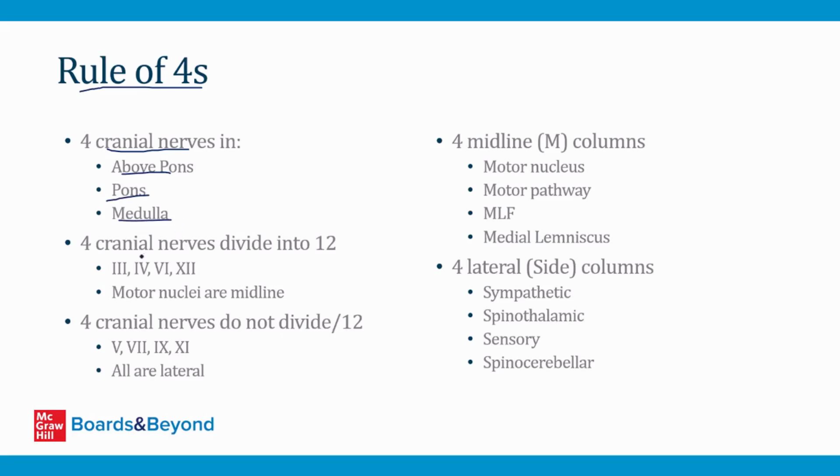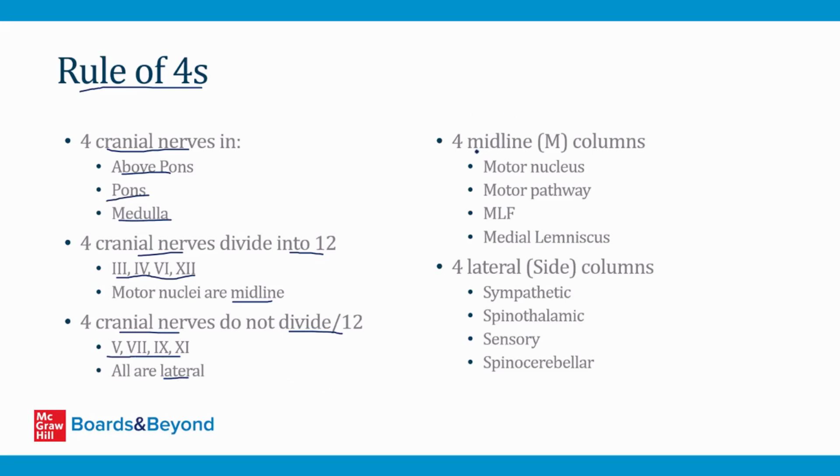The rule of fours also says there are 4 cranial nerves that divide evenly into the number 12. Those are cranial nerves 3, 4, 6, and 12, and they all have motor nuclei that are midline or medial. The rule of fours also says there are 4 cranial nerves that do not divide evenly into 12. Those are cranial nerves 5, 7, 9, and 11, and they all are laterally located in the brainstem.